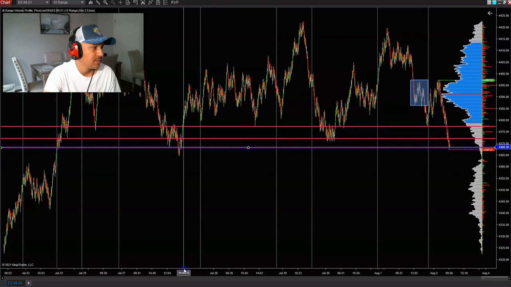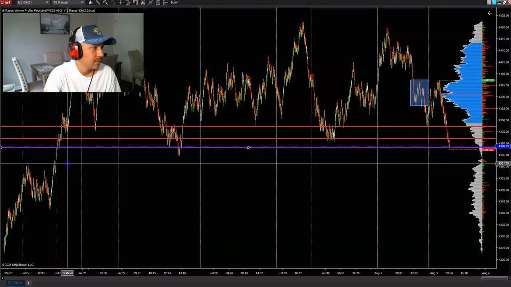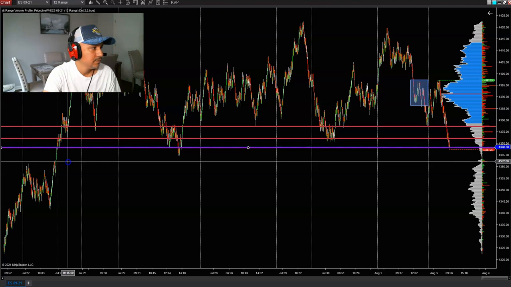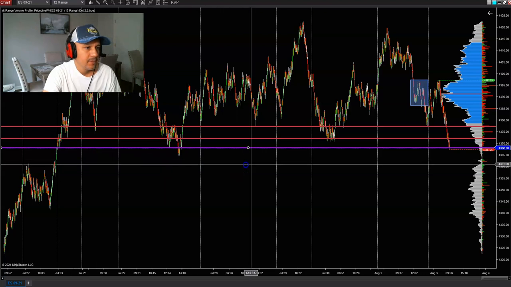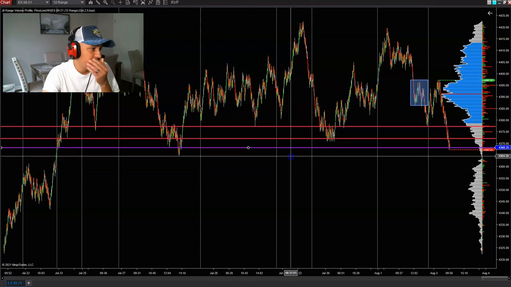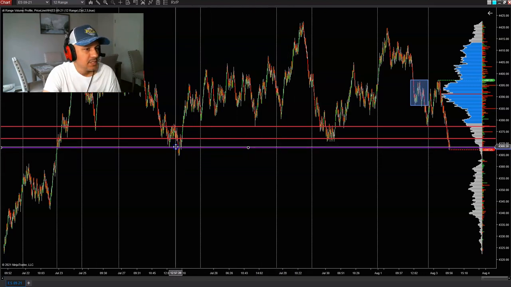So just really know, I'll leave it like that. I'm going to leave it just like that. But we do have support below us, and price is in an area at the lows.